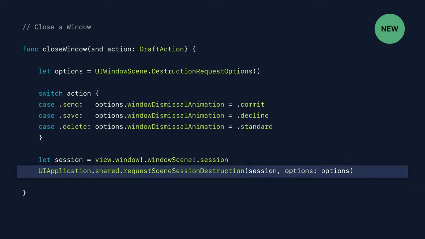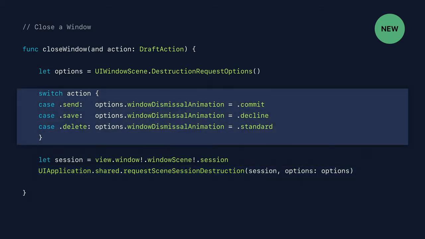Lastly is the request scene session destruction API, which you can use to close a scene. What's really cool about this is that it also comes with this options object that lets you pick a semantic animation for how the scene should be closed. You can see this in Mail with the compose window. When the user sends a message, the sheet animates up off screen. And if the user saves it as a draft, it'll slide down to remind them that it's been saved for later. You can use these same animations with your scenes in your apps.